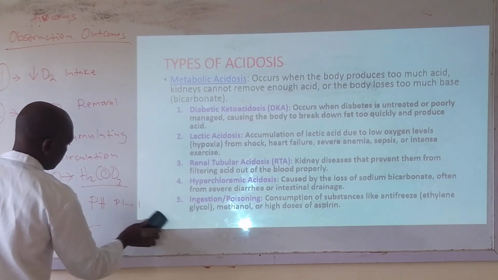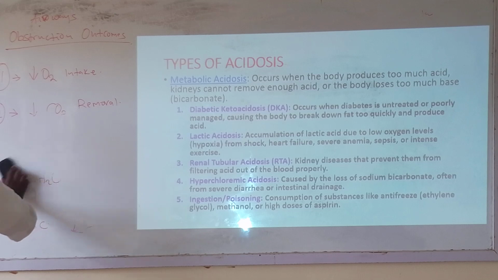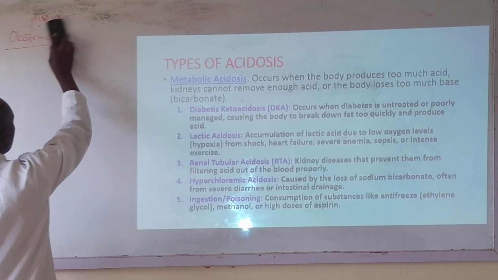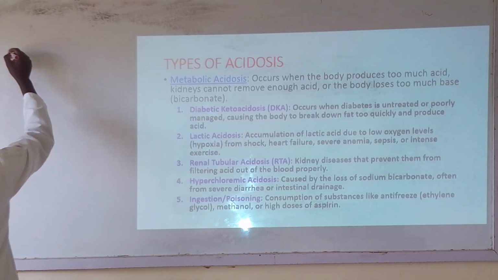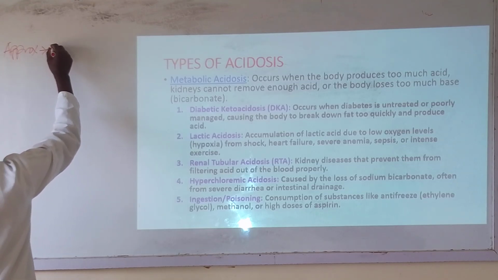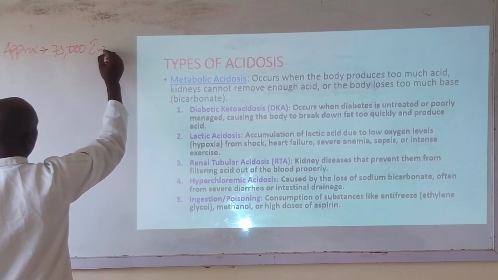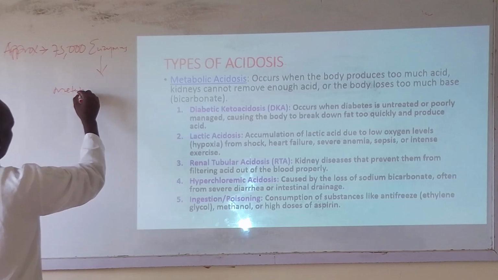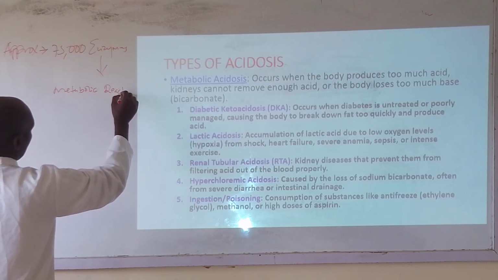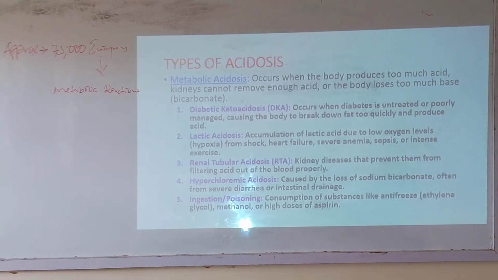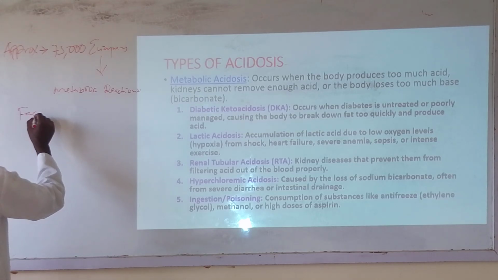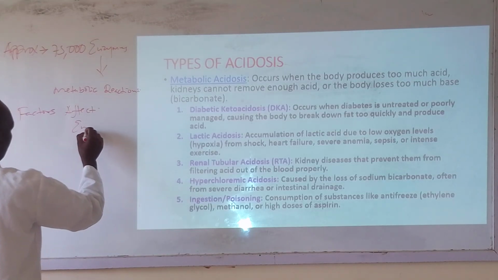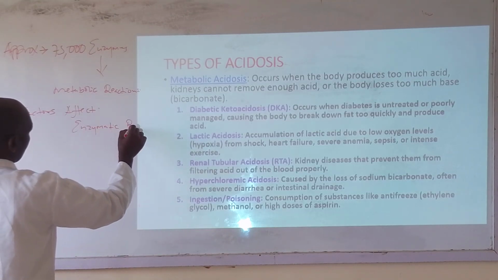There is this issue of enzymatic reactions. Remember, human beings have approximately 75,000 enzymes, which carry out metabolic activities, metabolic reactions, in the body. And what you need to know is that we have factors which affect enzymatic reactions.